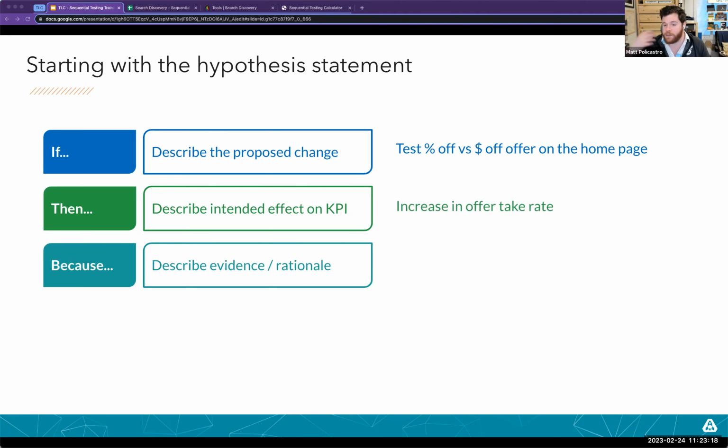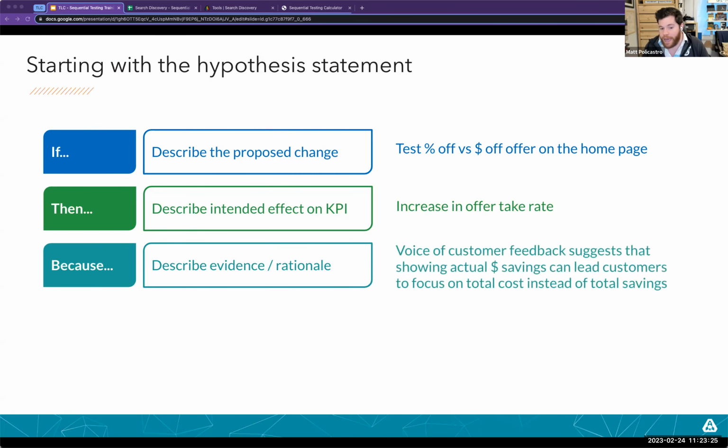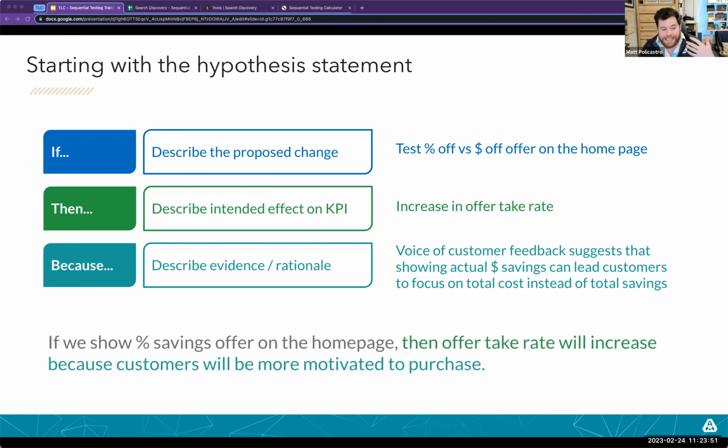How many people are taking this savings offer coupon that's being shown on a banner at the top of the homepage? And the reason that we believe that, the because, is voice of customer feedback suggests that showing actual dollar savings can lead customers to focus on the total cost instead of the total savings. If we say $10 off of $100, they're going to be like, gosh, $100 is still pretty expensive, even if I'm getting it down to 90. With 10%, they're like, wow, what a great deal. I normally only see discounts of 3 to 5% or something like that. We can reframe that for them and hopefully increase the number of people who take that offer and end up converting. So we start with this and we stitch it together into the final hypothesis statement.